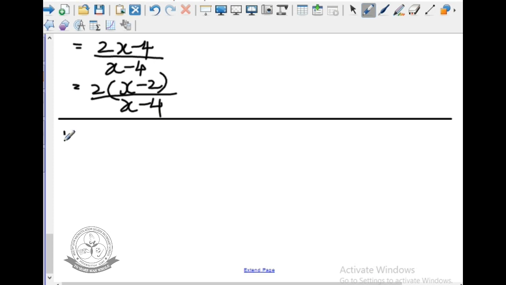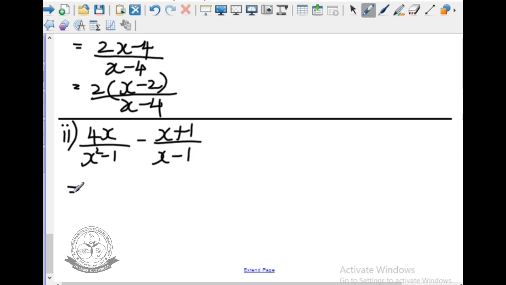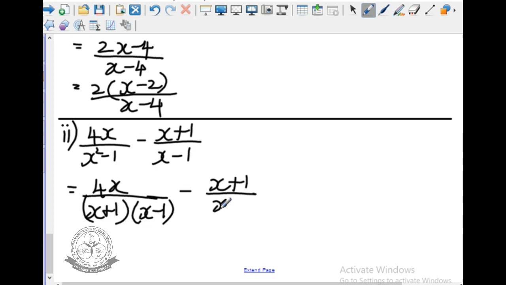Now second subdivision: 4x by x squared minus 1 minus x plus 1 divided by x minus 1. So now split this denominator. 4x divided by, it is of the form a squared minus b squared, 1 can be written as 1 squared. So we can write it as a plus b, that is x plus 1, a minus b, x minus 1, minus x plus 1 divided by x minus 1.